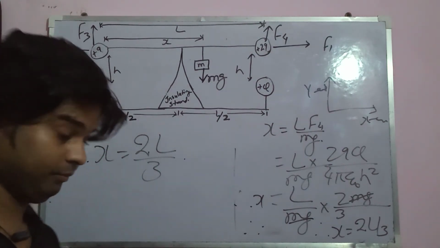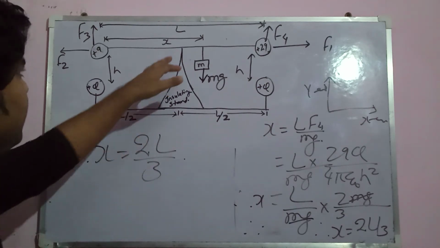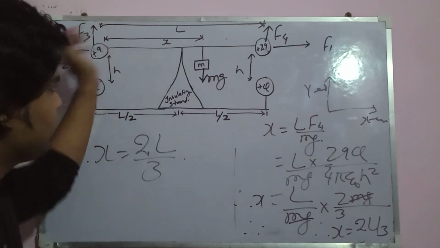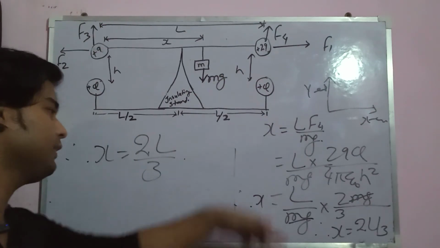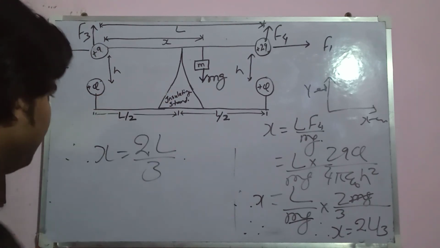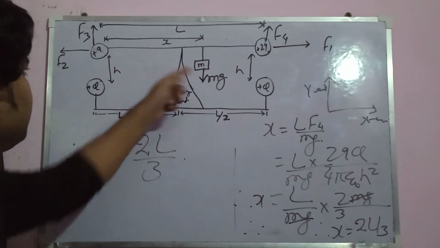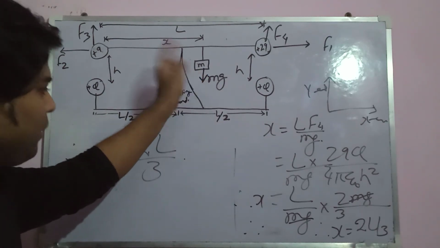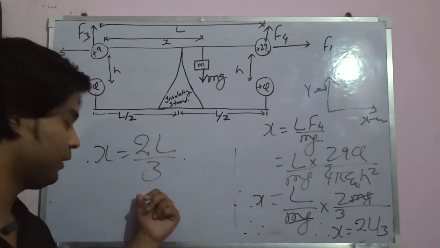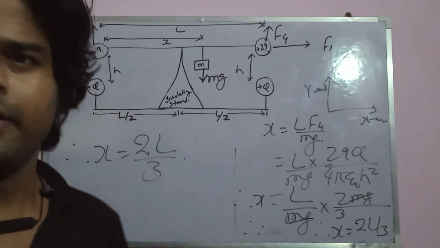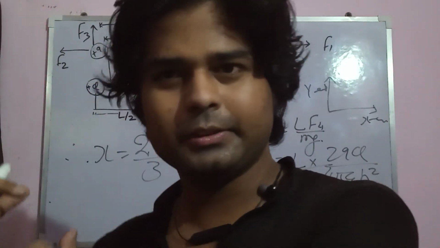And I'm sorry, you can see it's not over the insulating stand, it's to that side of insulating stand. So 2L by 3. This is for this mass. If you are having some different mass, you have to put the value and calculate the same way to get the value of x. So I have completed this question.